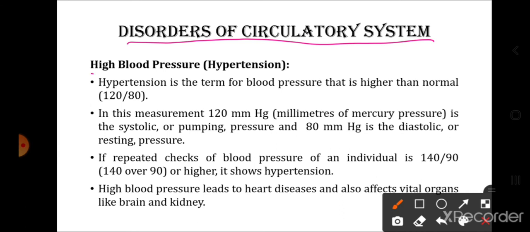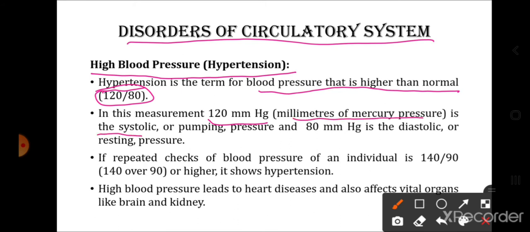So the first one is high blood pressure, or hypertension. Hypertension is a term for blood pressure that is higher than normal. What is normal blood pressure? It is recorded as 120/80. In this measurement, 120 mmHg, that is millimeters of mercury pressure, is the systolic pressure, also called the pumping pressure, whereas 80 mmHg is the diastolic, also called the resting pressure.